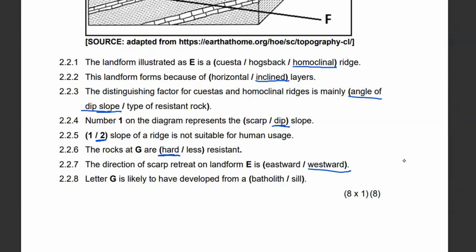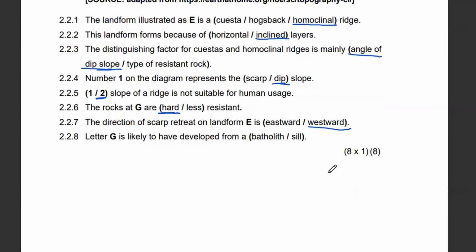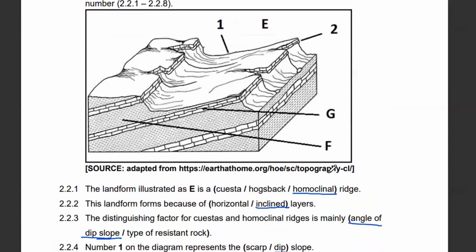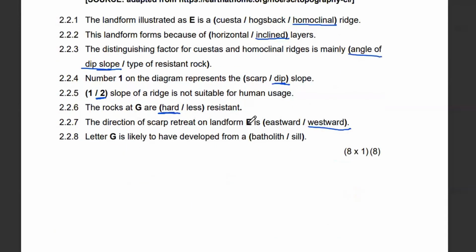Right. Moving on. Letter G is likely to have developed from a what? Letter G, we are seeing that this is a thin layer of hardened resistant rock. It's most likely to be a sill.